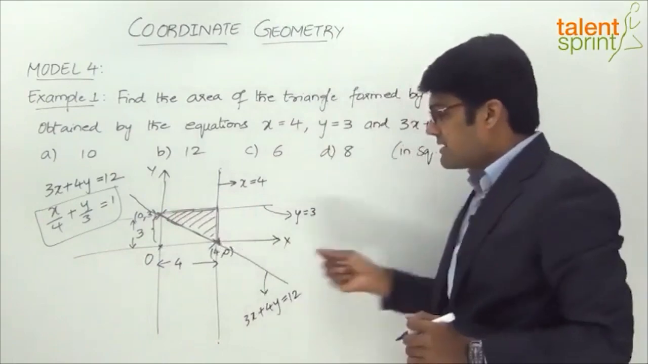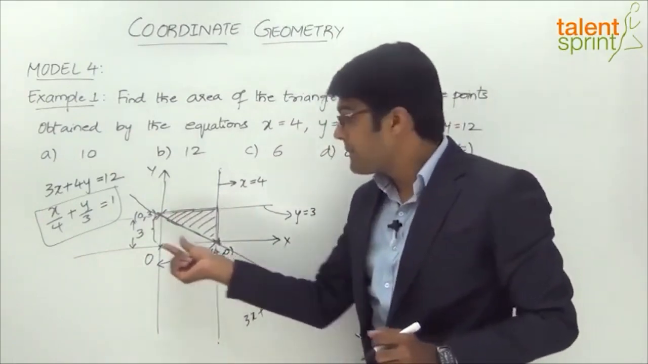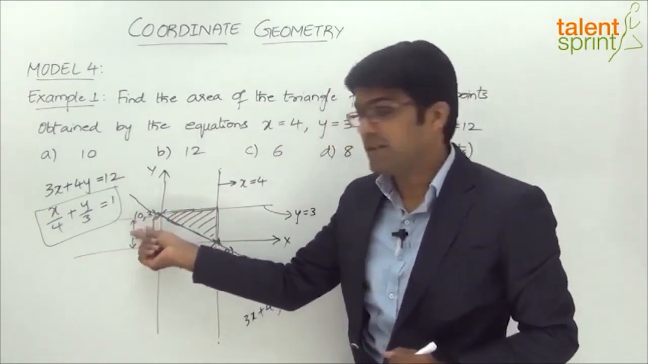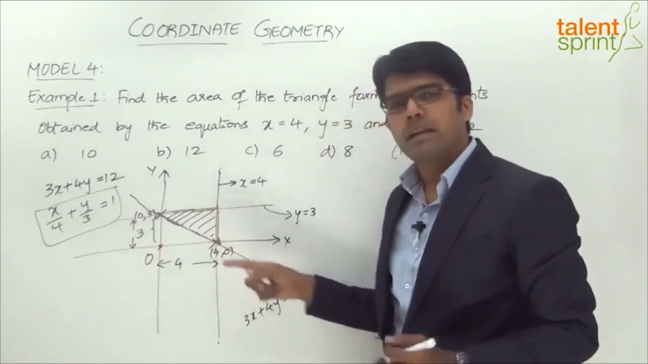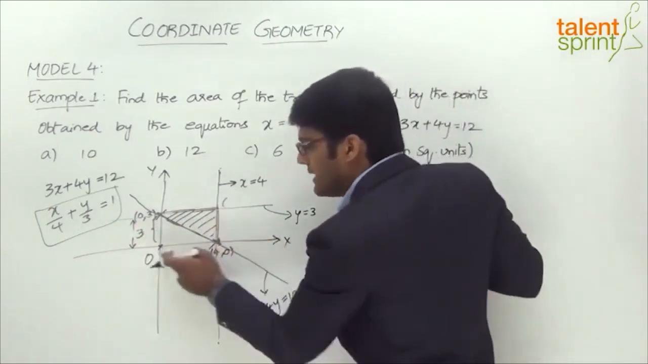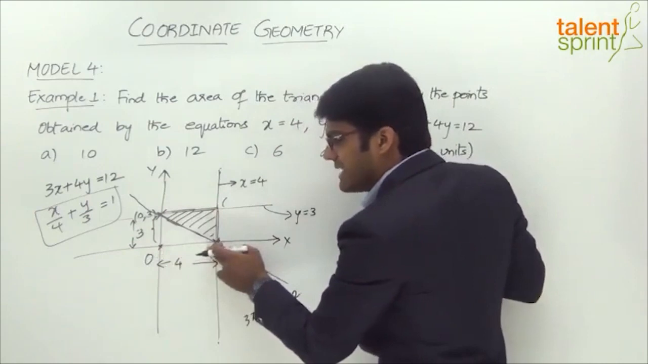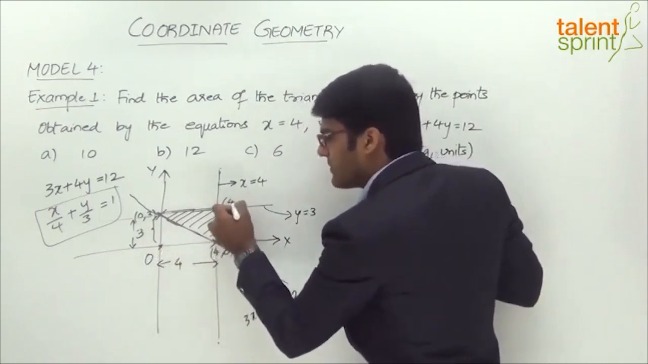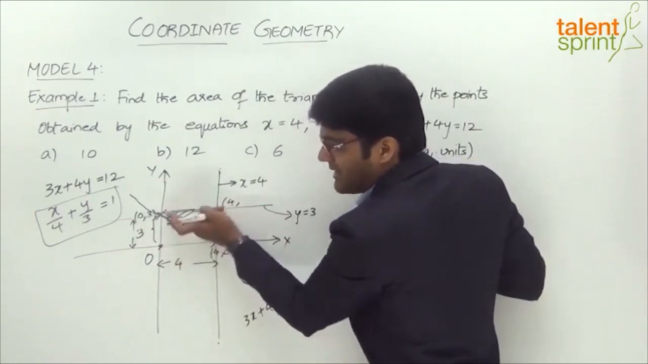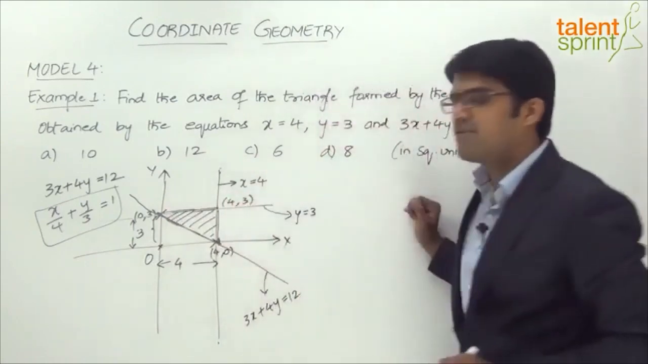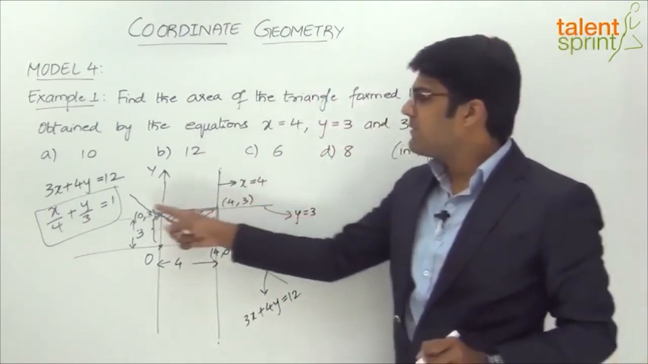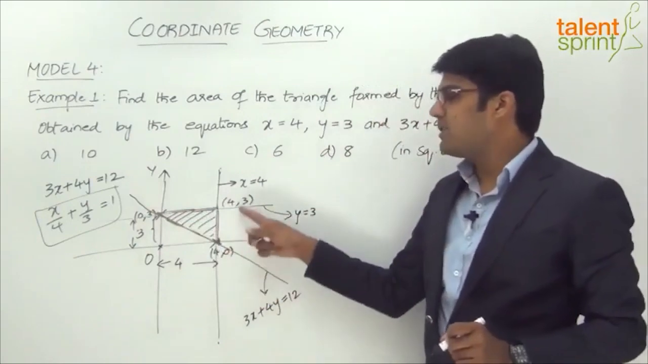Now, what are the three vertices? One of the vertices is 4, 0 clearly. The other vertex is 0, 3. What about this one? What is this point? Easy to identify, right? See, the distance from the y-axis is 4. The horizontal distance is 4. And the vertical distance, what's the vertical distance? 3. So this point can be taken as 4, 3. So these are the three vertices: 0, 3, 4, 0 and 4, 3.